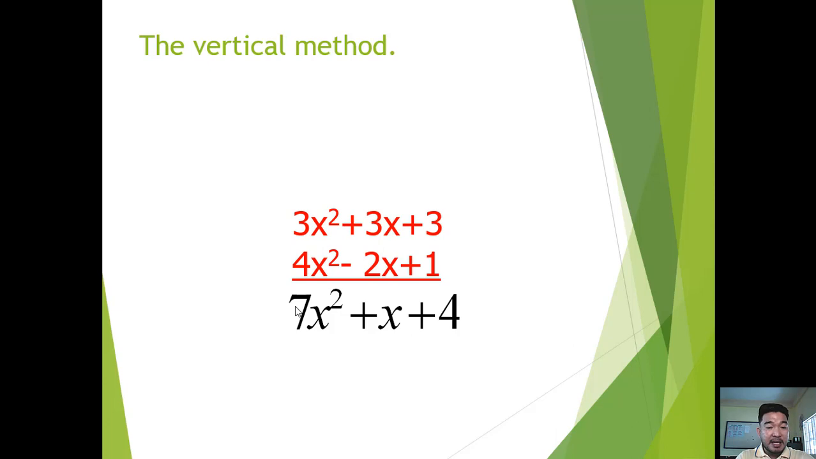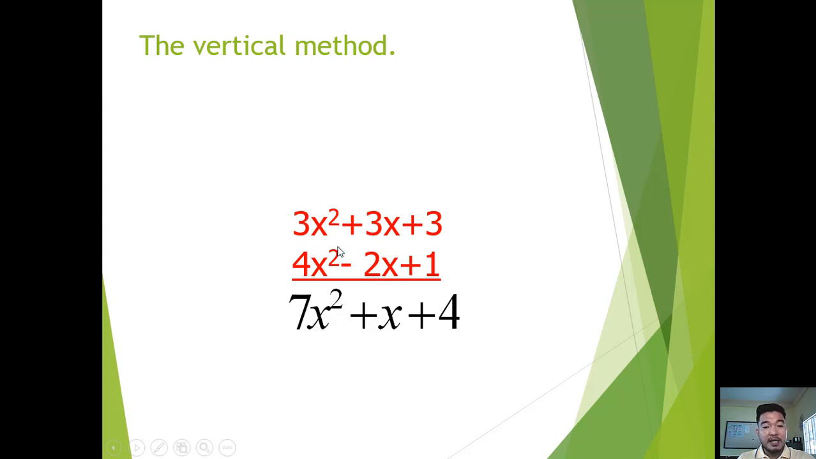How about the vertical method? Pag vertical method, pinagtatapat-tapat natin kung sino yung magkakamukha and then we perform the addition. So you will have 3x squared and 4x squared, sila ang magkatapat. Then 3x minus 2x, sila ang magkatapat. Then 3 and 1. Then rewrite x squared, so you will have to add 3 and 4, 7.